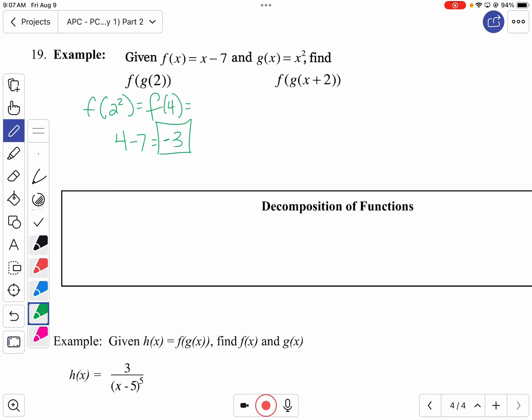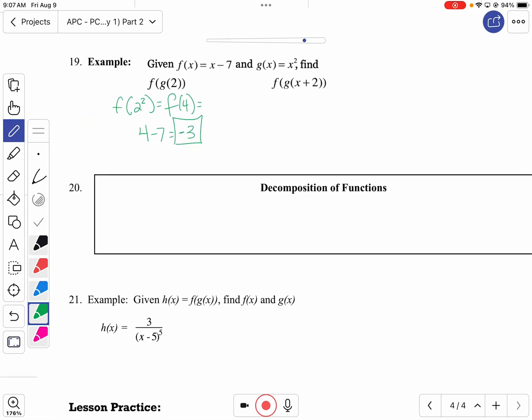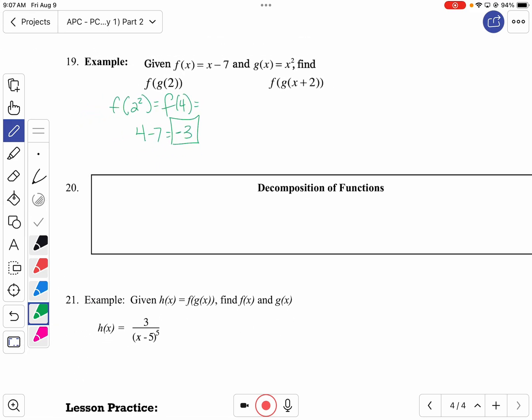All right, did we get -3 for the first one? Yes, I did it right. What about the next one? All right. Just remember that everywhere in g that we have an x, we're going to put x plus 2. So I'm really doing f of x plus 2.